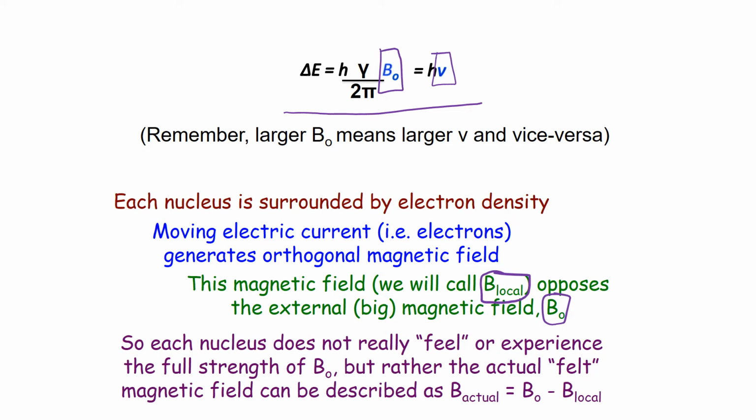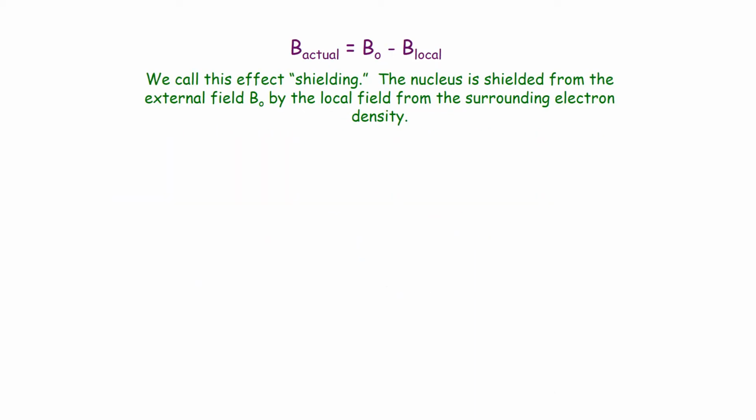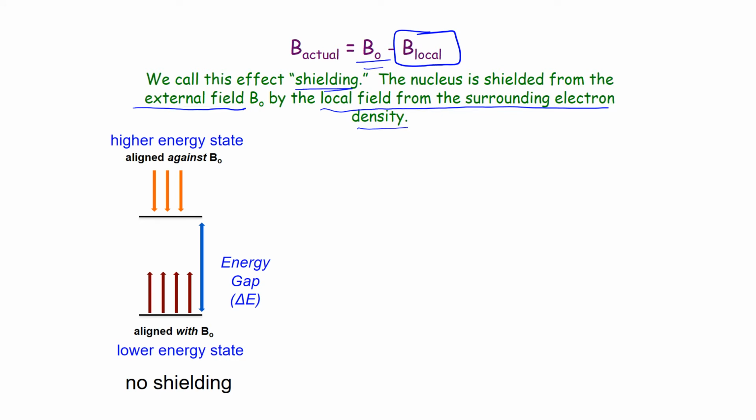The result of this is that each nucleus does not really feel, quote unquote, or experience the full strength of the external magnetic field. What they're actually experiencing, which we're going to call B actual, is the external magnetic field minus the local magnetic field. This effect, this local magnetic environment detracting from the larger magnetic environment, we call a shielding effect. And we say that the nucleus is being shielded from the larger external field by the local electron density around that nucleus.